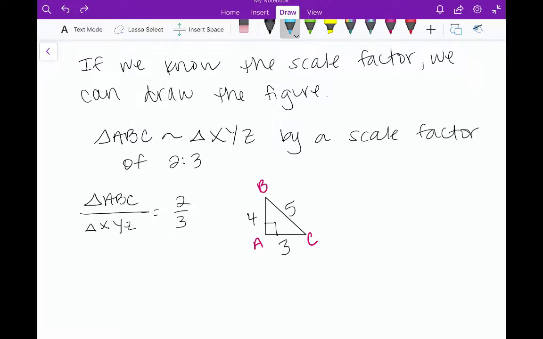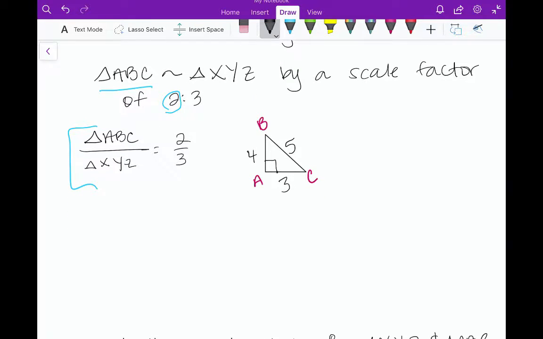If we know the scale factor of two triangles, we can draw the second figure. Here ABC is similar to XYZ by a scale factor of 2 to 3. Notice that the 2 goes with triangle ABC, so I wrote it as a ratio here. What we need to do is draw triangle XYZ. Before we can draw XYZ, we need to figure out what the side lengths are going to be. So I'm going to write a proportion here.